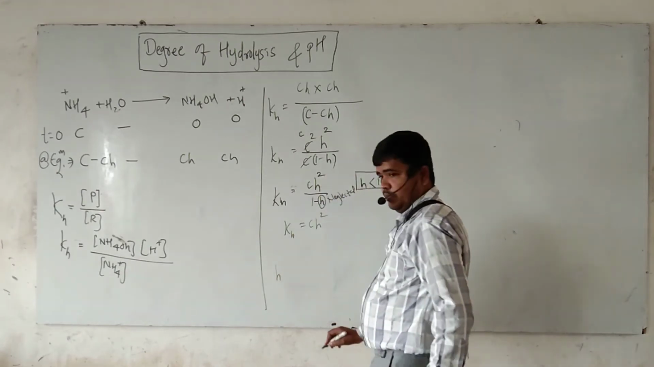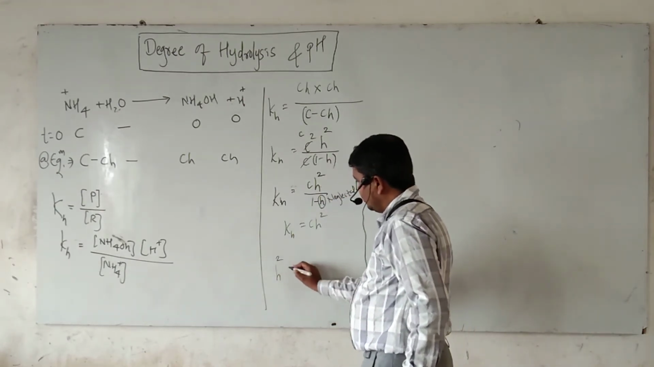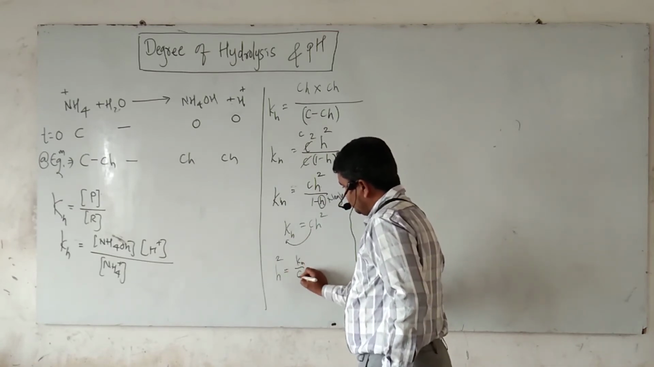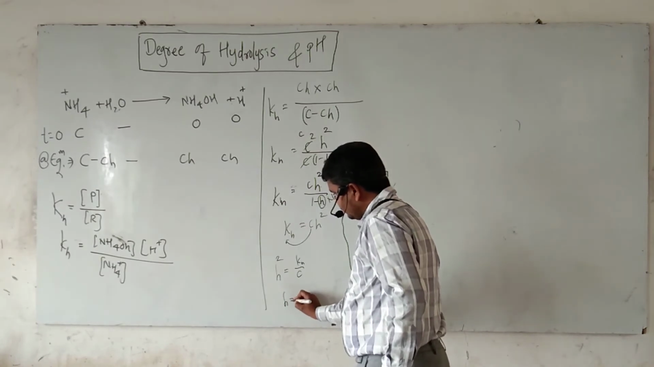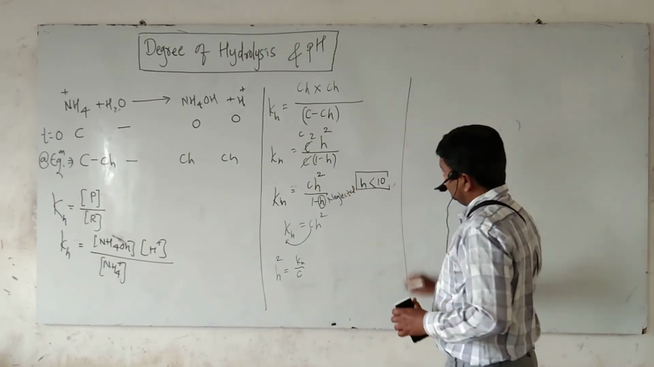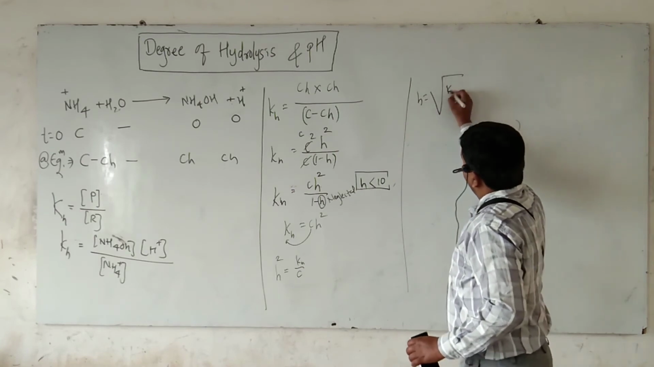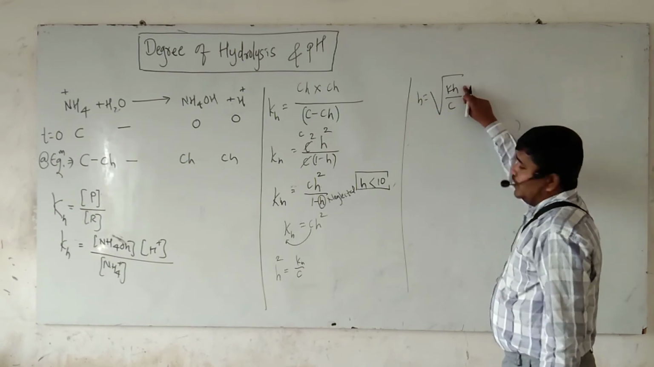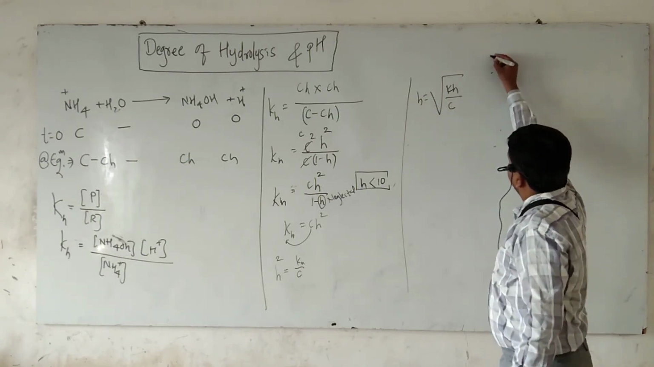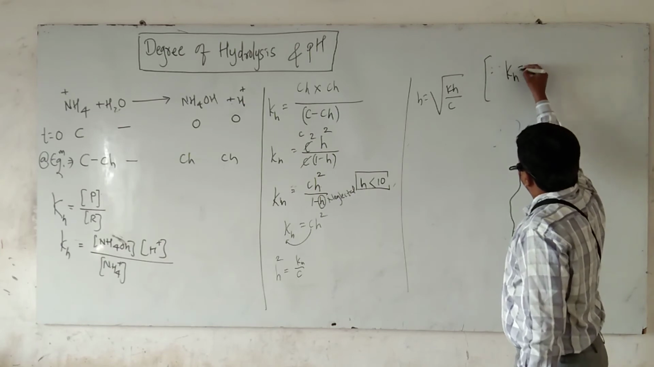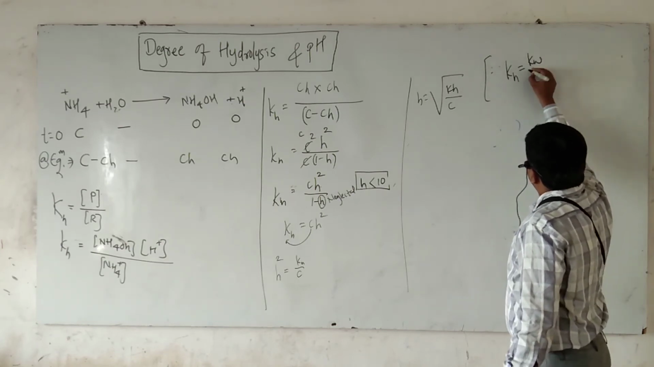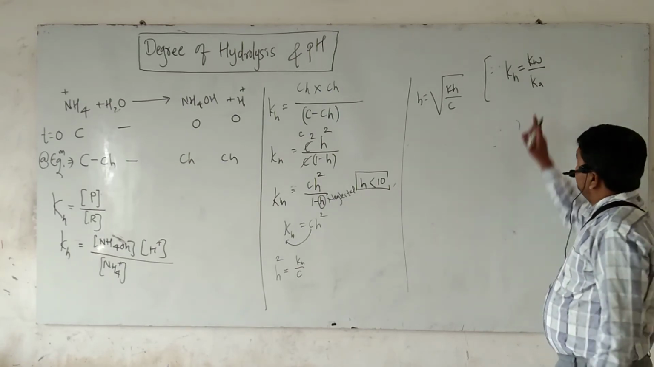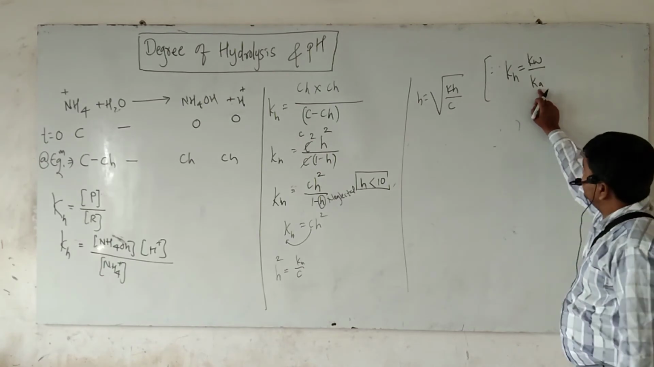What will be H then? See, what will be H square? This C will go this side. So H square will be equal to KH by C. Then what will be H? Square root of KH by C. Now, what is KH? In previous lectures we have discussed KH is equal to KW upon either KA or KB. If it is an acid, you can take Ka. If it is a base, you can take Kb.